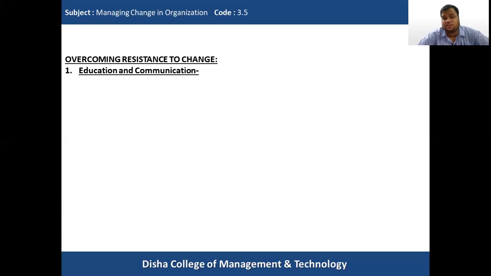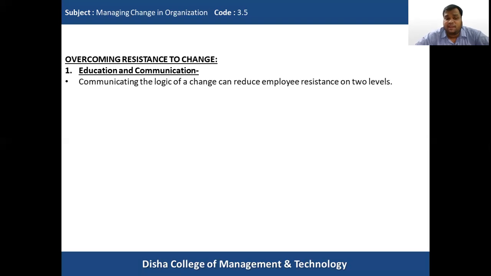First is education and communication. We have to educate the people and communicate with them regarding the change, so they will understand the change initiative much more properly and accept this change. Communicating the logic of a change can reduce employee resistance on two levels. Whenever we communicate the rationale behind the change process, it can reduce this employee resistance at two levels.